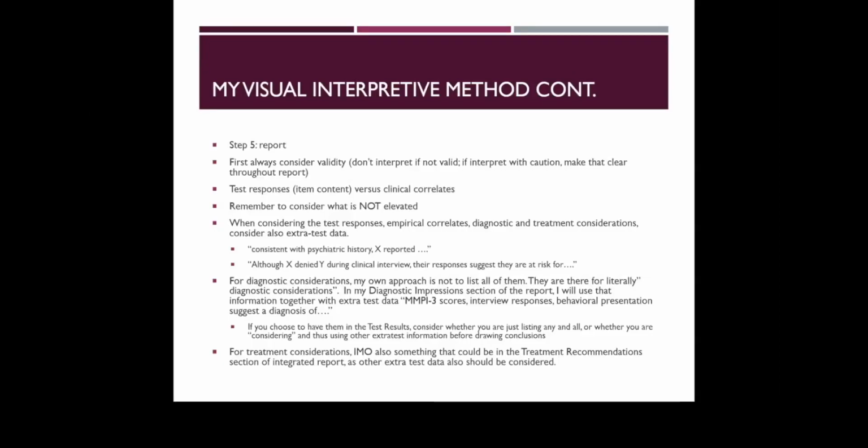Also, for diagnostic considerations, my own approach is not to list every single diagnostic consideration that's under the empirical correlates, because that doesn't make sense. Some of them I may have already ruled out. They're literally there as diagnostic considerations. It doesn't necessarily mean they go in the interpretation. So I don't tend to include them in the write-up of the MMPI results. I put them in my diagnostic impressions section together with the extra test data. So if the history, the interview responses, the behavioral presentation and their MMPI scores suggest this is a diagnostic consideration, then that's where I will put them.